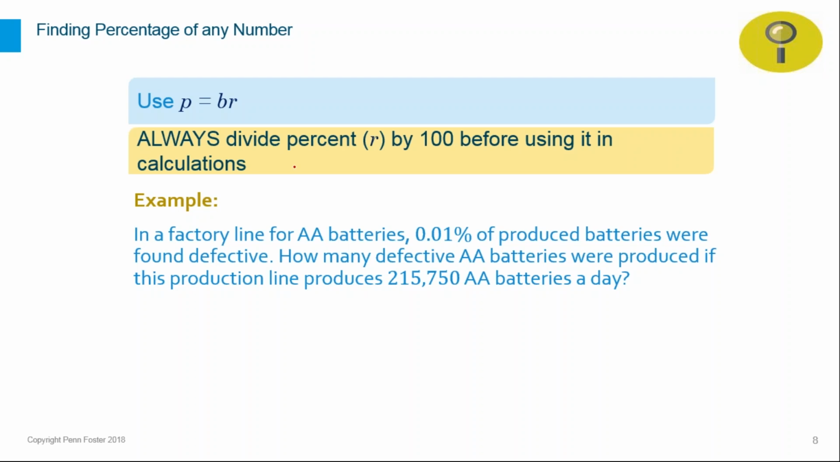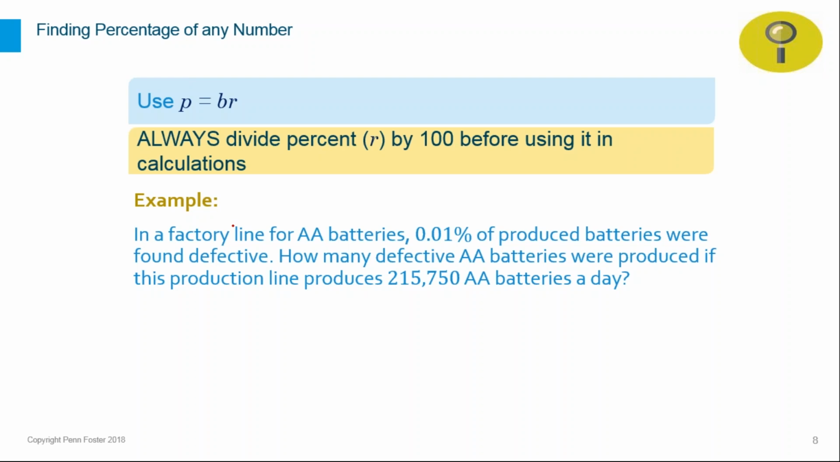So at 20%, if I'm going to use that 20% in my calculations, I cannot use 20. I have to divide 20 over 100. And this is what the note here says. Always divide the percent, which is the value of R from your question, by 100. And then you'll be able to multiply it, divide it, whatever you want to do in the formula to get your unknown value. So let's have an example.